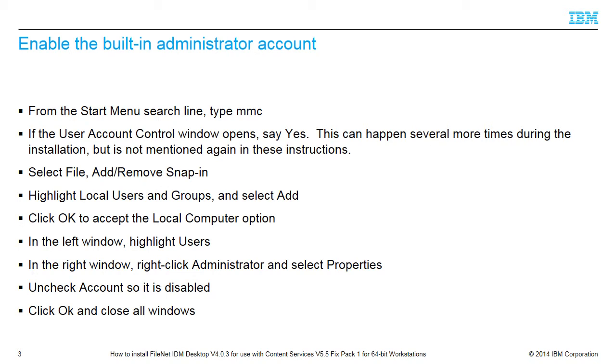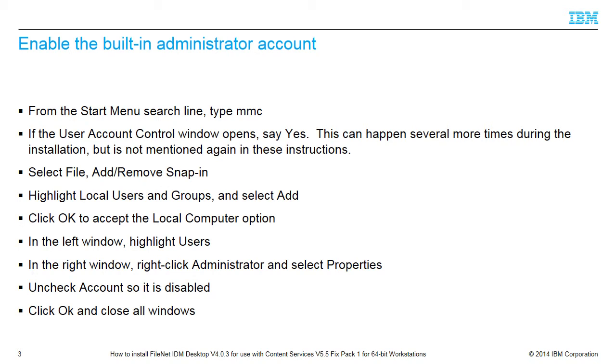The following steps are needed to enable this account. From the Start menu search line, type MMC. If the User Account Control window opens, click Yes. This can happen several more times in the install, but it is not mentioned again in these instructions. Select File, Add/Remove Snap-in. Highlight Local Users and Groups and select Add. Click OK to accept the local computer option.